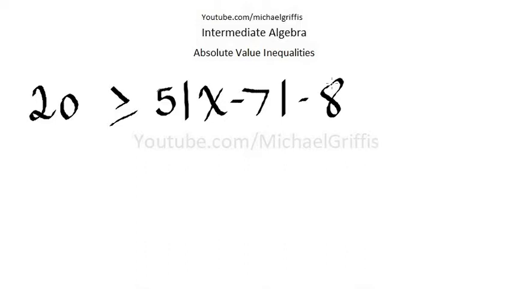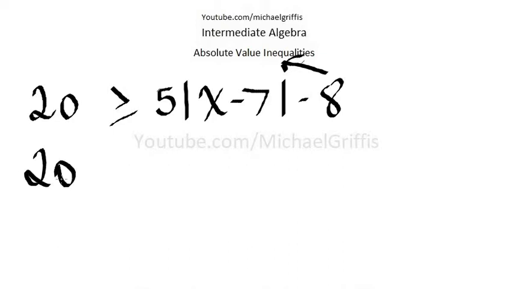Okay, so our goal is to get it into the form that we've been talking about, the absolute value of AX plus B is greater than or equal to C, or something like that. What do we want to do? Well, let's take the 8 over to the left.